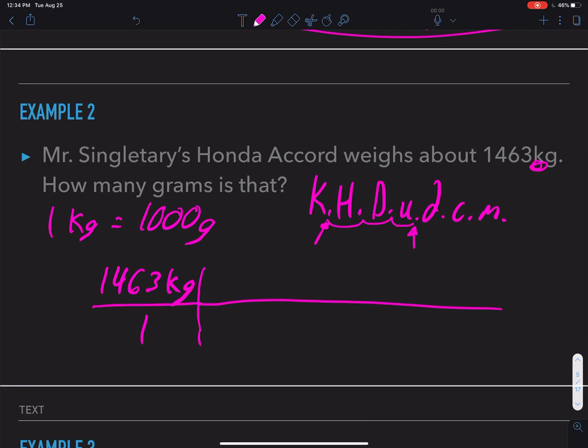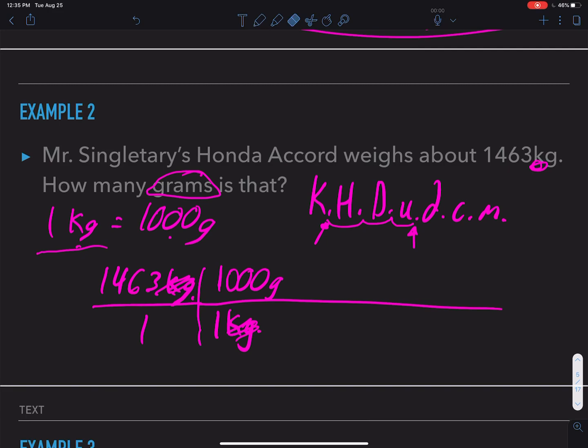Now, 1,000 grams and 1 kilogram. So I have kilograms on the top. So where do I need to put this 1 kilogram? Exactly, on the bottom, because I want to be able to cancel out those units of kilogram. And that leaves us with 1,000 grams in the numerator. So cancel out those kilograms. So my goal is to figure out how many grams is that. So now notice that grams is in the numerator of our fraction. So now we're ready to work it out.